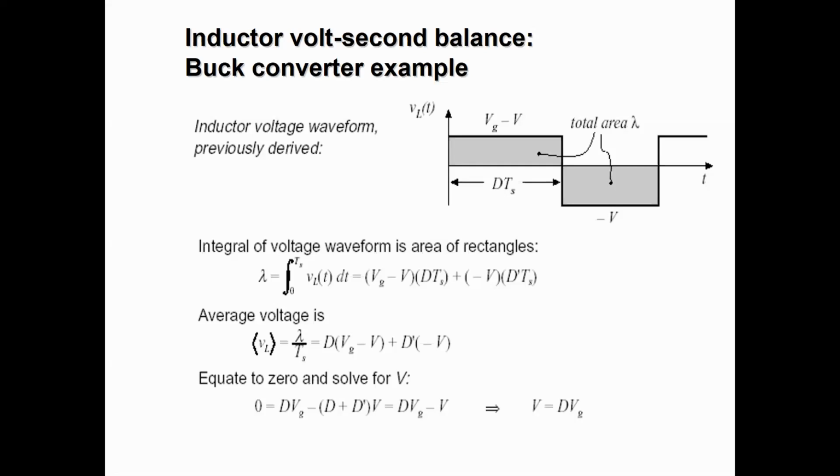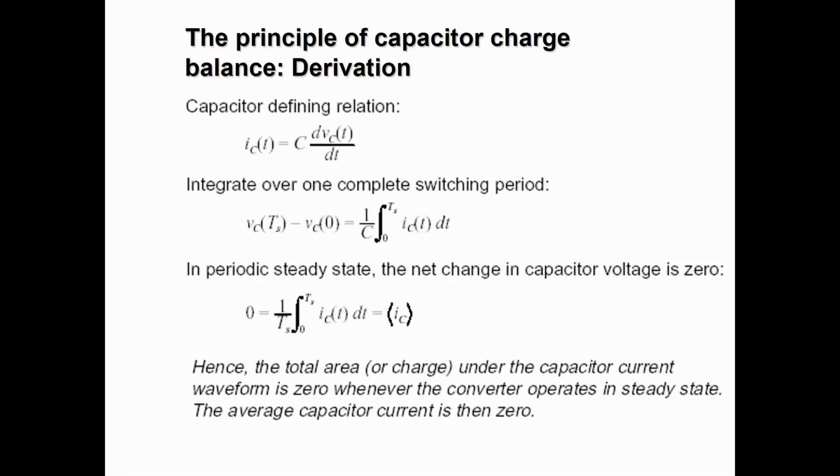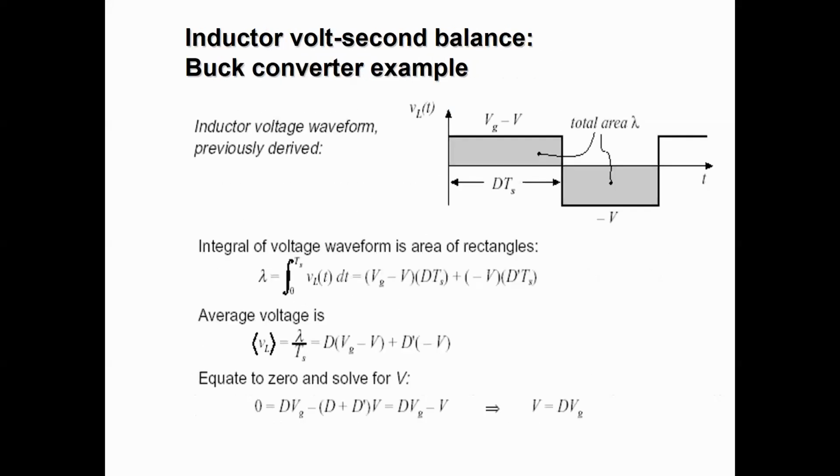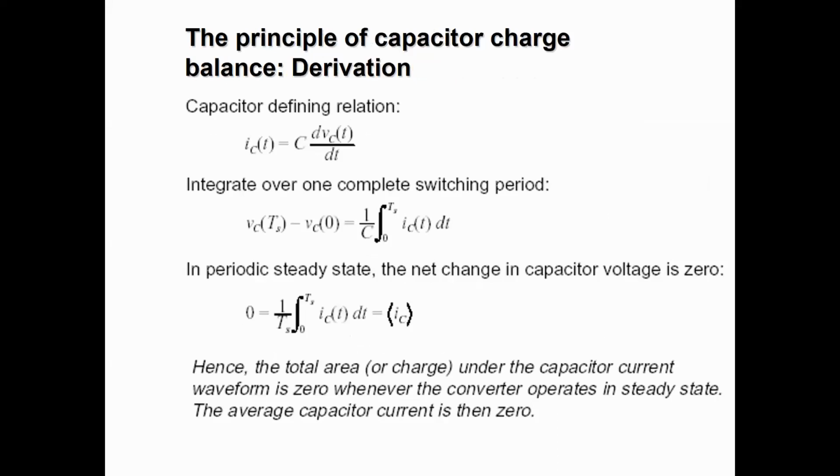So this whole derivation was for the inductor current and voltages. Now we want to derive the expression for the capacitor charge balance. What is IC equal to? IC is equal to C dV by dt, and we can state the other condition, that in periodic steady state the net change in the capacitor voltage is zero. In the inductor, what was the condition? The net change in inductor current is zero, but in case of the capacitor the condition is that the net change in capacitor voltage is zero.